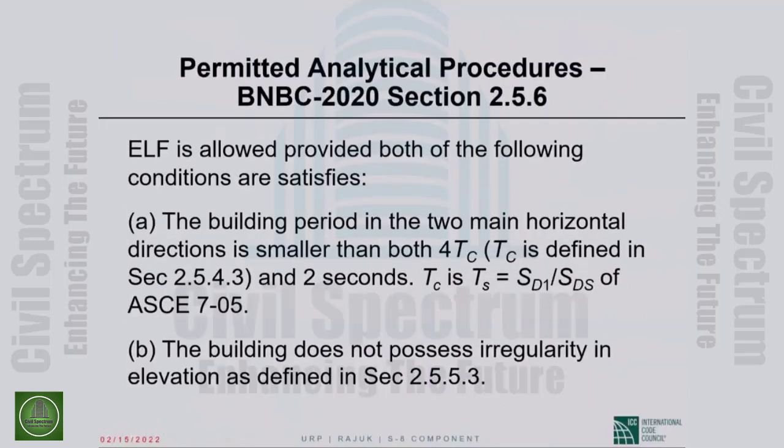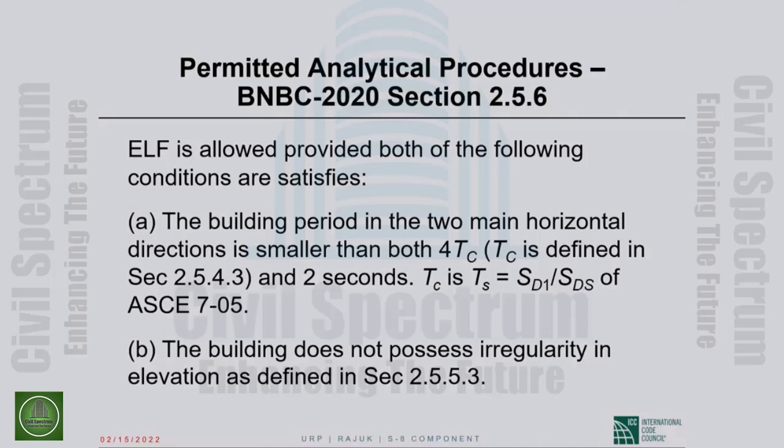We will start with BNBC 2020 requirements. This is now section 2.5.6. 2.5 is the section on earthquake loading, as you know by now. This section says equivalent lateral force is allowed. That procedure is allowed, provided both of the following conditions are satisfied. So you can design a structure using equivalent lateral force procedure if two conditions are satisfied. This is different from ASCE 7 requirements that I showed you earlier.